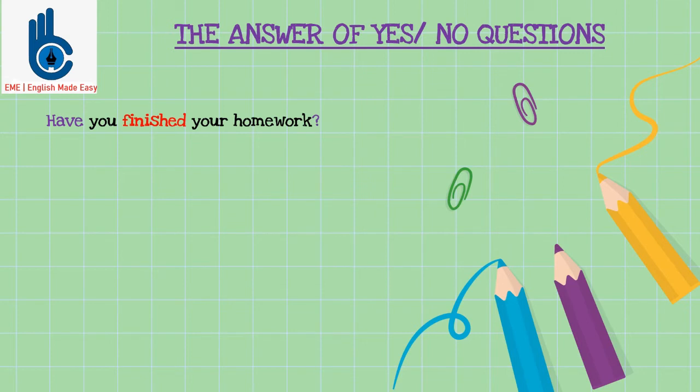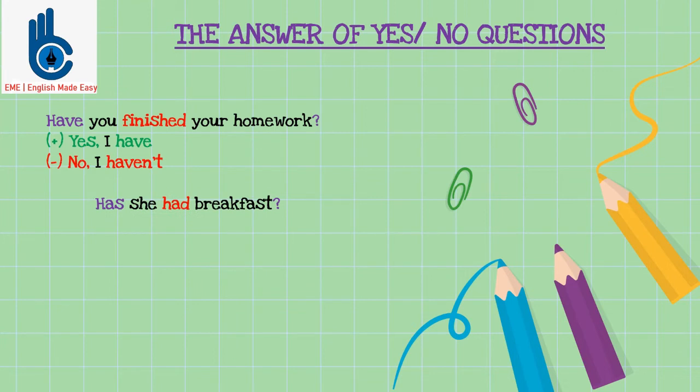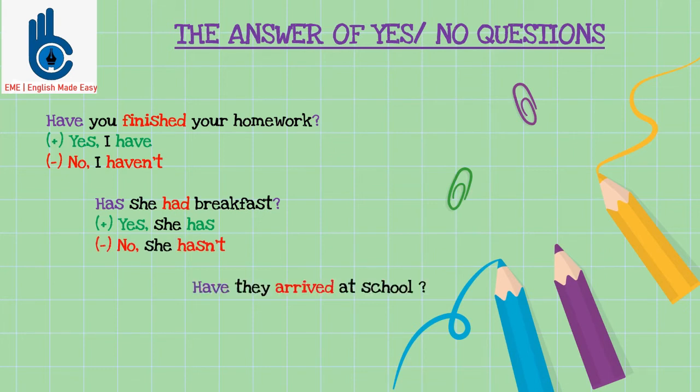If someone asks you, have you finished your homework? You can say, yes, I have. Or, no, I haven't. Has she had breakfast? So you can say, yes, she has. Or, no, she hasn't. Have they arrived at school? You can say, yes, they have. Or, no, they haven't.